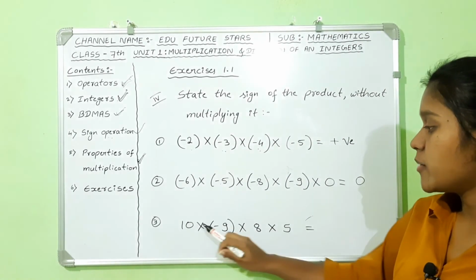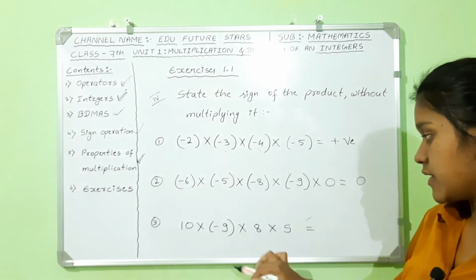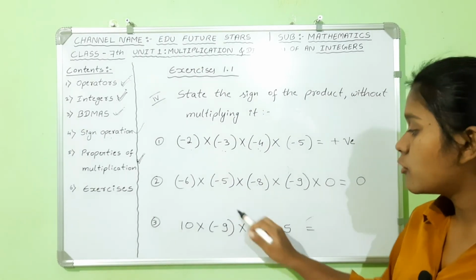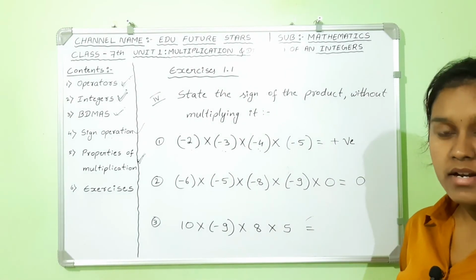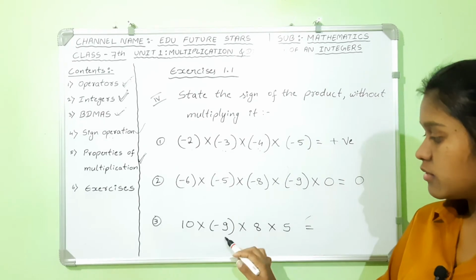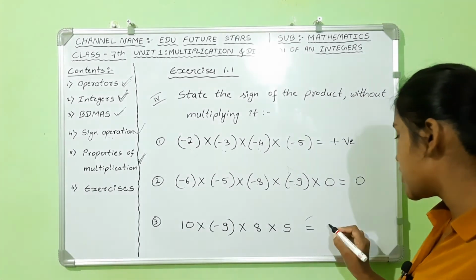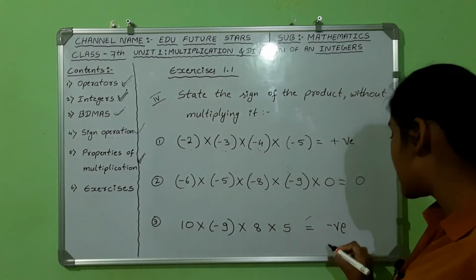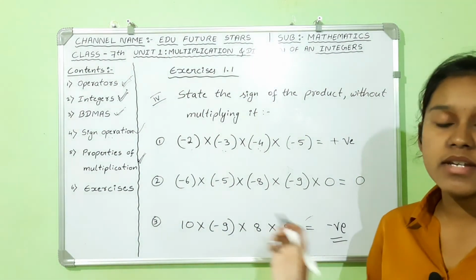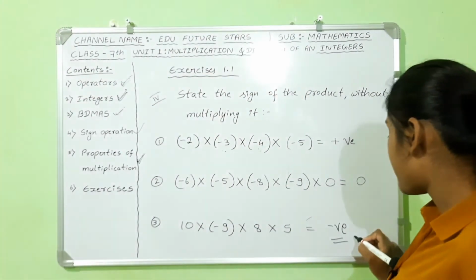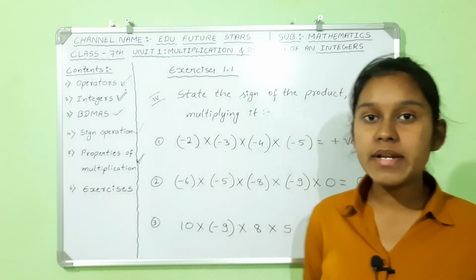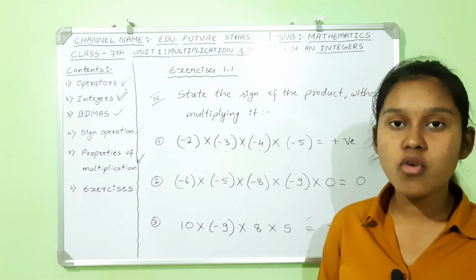The third question is what? 10 into minus 9, 8, 5. Here we have only one negative item, right? Only one negative integer is there, right? So for this negative integer, only a negative answer will come. So the result will always be negative, right? Okay, now we completed the fourth main. Now let's move on to the fifth main.